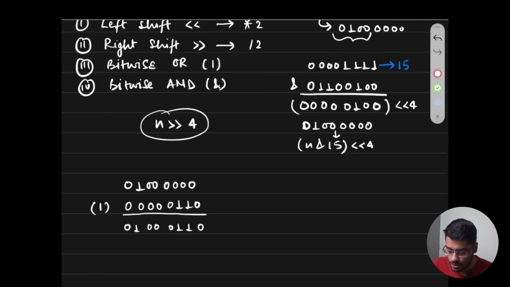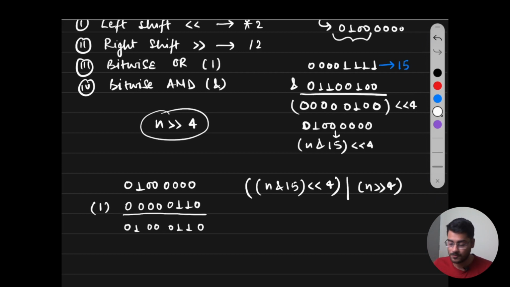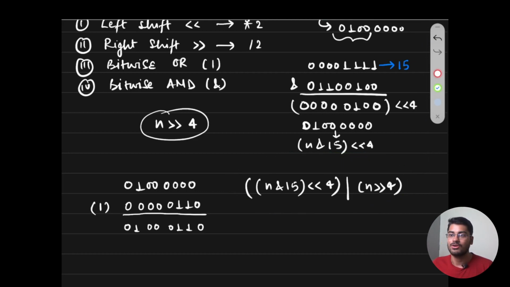So how can we write this operation? It is simple. The first part will be this part, and the second part will be this part. So if you return a number that is bitwise AND of n and 15 shifted by 4, and then you do a bitwise OR with n right shift 4, you will get your answer, isn't it? Let's try to write this in a single line and see if we are able to get our answer or not. Okay, so let's move to the code.